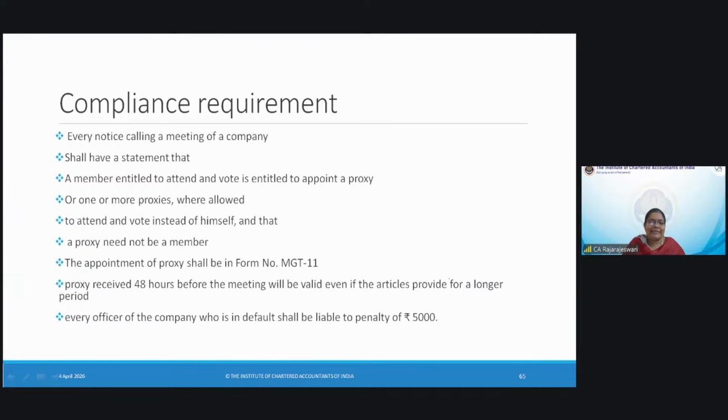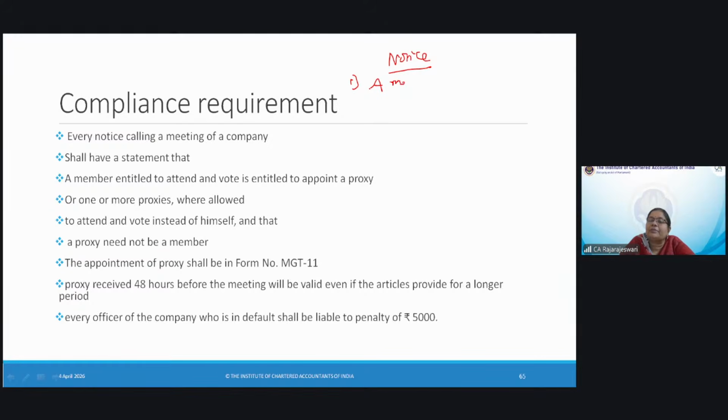Then, what is the compliance requirement in case of a proxy? Every notice calling a meeting should specify. See, I was discussing the notice of the meeting, right? So that notice of meeting should specify this because the shareholders will not know about it. You are learning law, so now you know the company law and regulation. What about the third person, a layman or a shareholder? He will not know that, no.